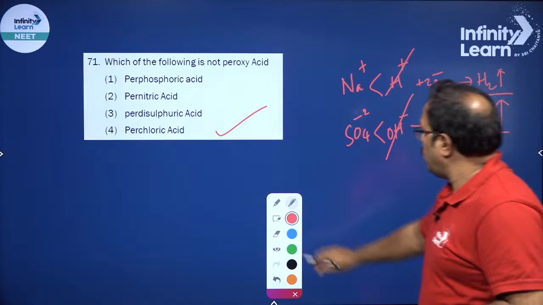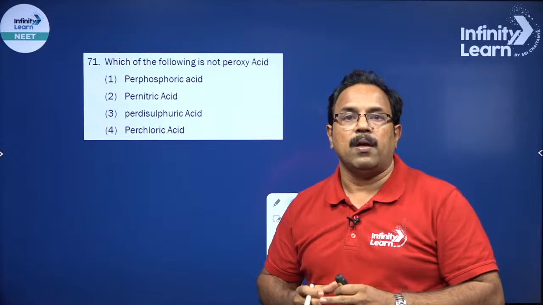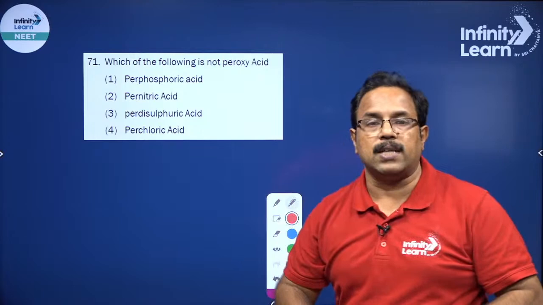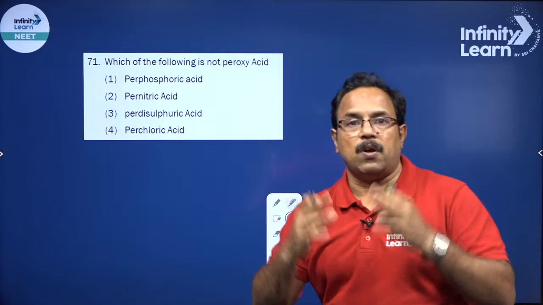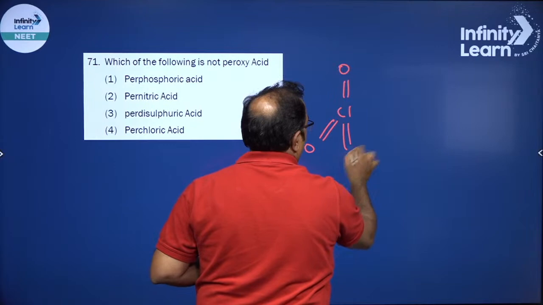Which of the following is not a peroxy acid? Now this is somewhat tricky, because many times we get carried away. Peroxy means there is a peroxide bond: chromium peroxide, pertitanic acid, peroxymonosulfuric acid, peroxydisulfuric acid. So we keep saying peroxy is because of the peroxy bond. But here the trick is only in the name part. Perchloric acid has an excess of oxygen, but it does not have the peroxy linkage.